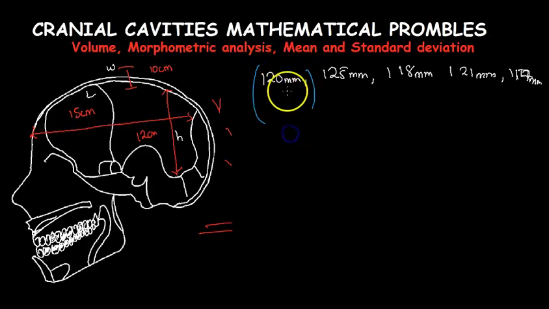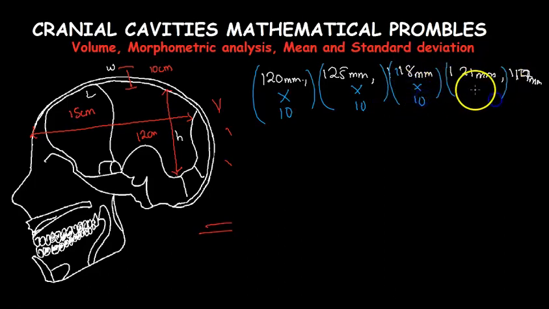Let's say each individual here, we multiply it by 10, meaning that in the set of 50 people, we have 10 people with 120 millimeter measurement of the cranial cavities. So this is going to be multiplied by 10. Let's multiply everything. 118 millimeter multiplied by 10. 121 millimeter also multiplied by 10. 117 also multiplied by 10. So what is next? We need to calculate our mean.